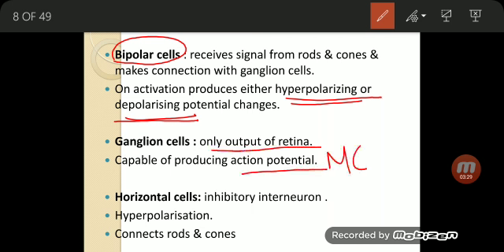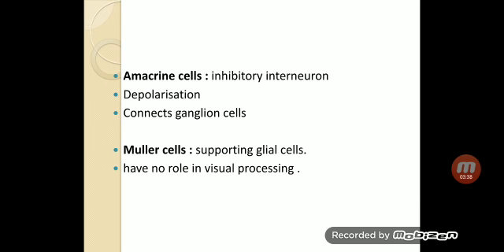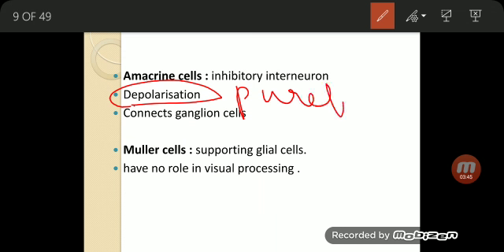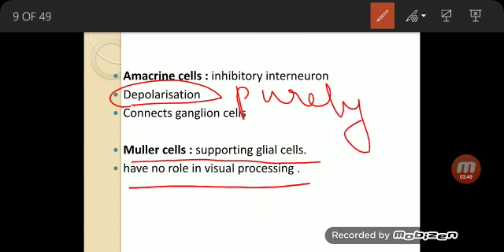And horizontal cells, it is an inhibitory interneuron. Horizontal cells are capable of hyperpolarization. And amacrine cells, it is an inhibitory interneuron. It is purely depolarization. Okay, amacrine cell is purely depolarization. And Muller cells are supporting glial cells. They have no role in visual processing.